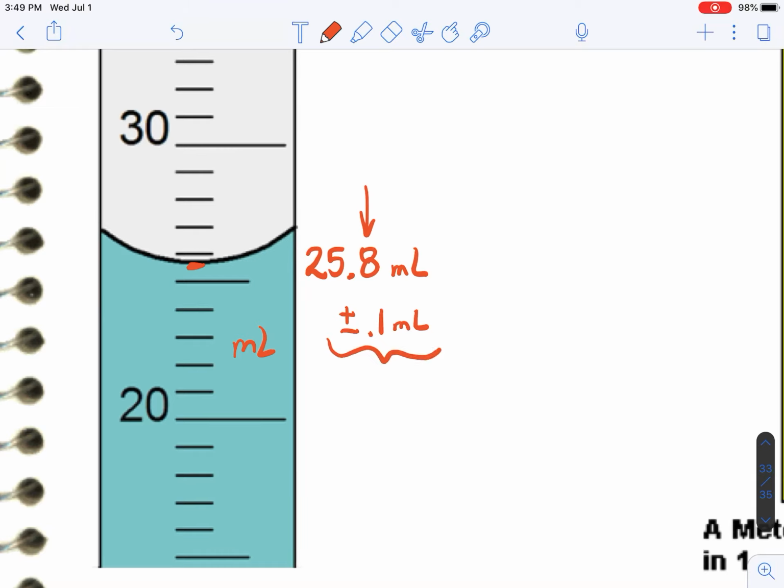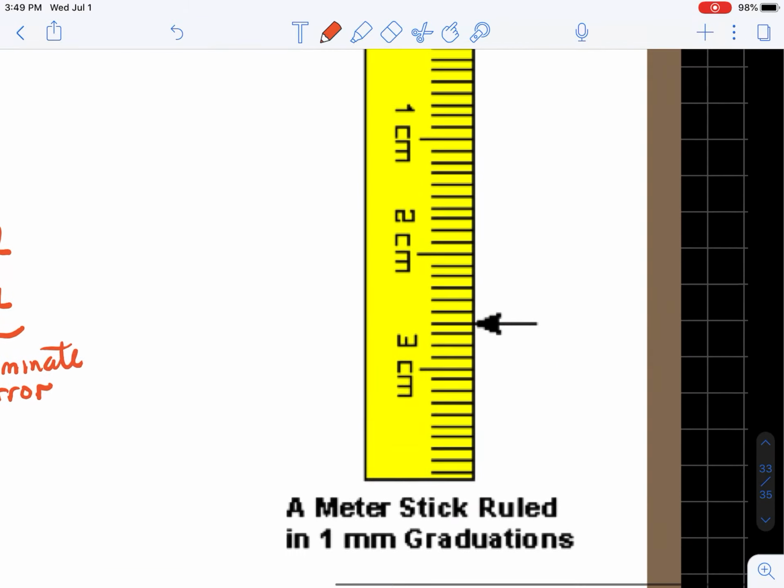This right here, this plus or minus 0.1, is called indeterminate error. Some people call it random error, which means that sometimes people guess too high on the last digit, sometimes people guess too low. Let's try one using a ruler.